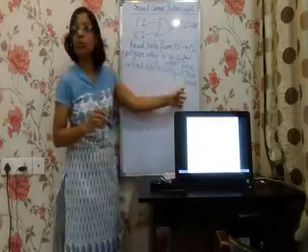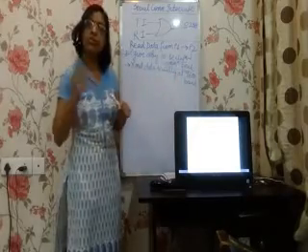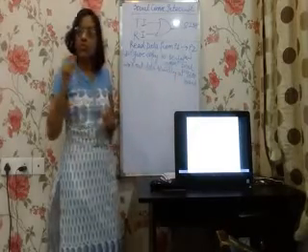What is the baud rate given? The baud rate given is 9600 baud. So these are the two things that we have to do. Let us start with the program now.